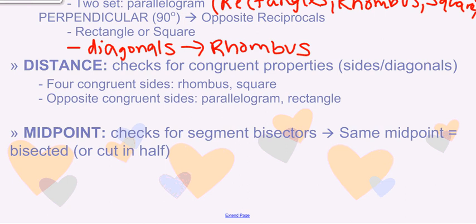Lastly, we have that midpoint, and it's going to check for segment bisectors. So we're going to be looking for where we're cutting things in half. So that might help us there with determining the rhombus and things like that.